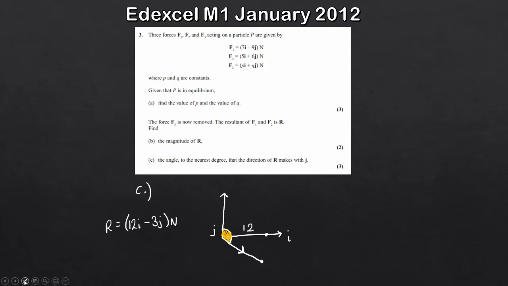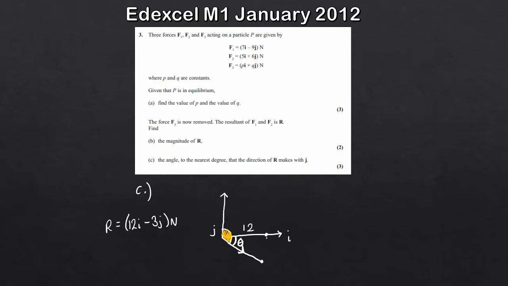Well, hopefully it's clear to see that the angle between the i and the j component here is 90 degrees. So all we need to actually do now is work out this angle here. So if we work out this angle here, we call that theta. If we can work out theta and then add that to 90 degrees, we've then calculated that angle.